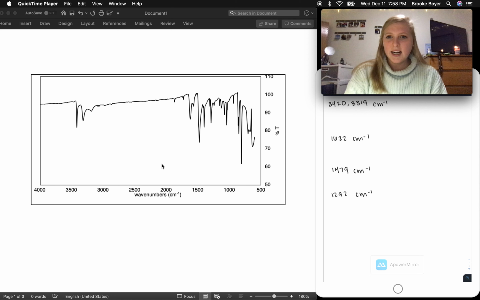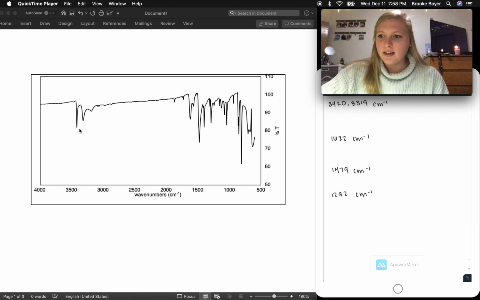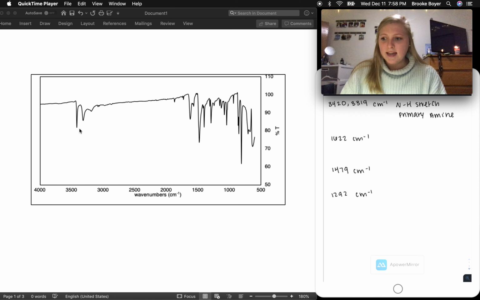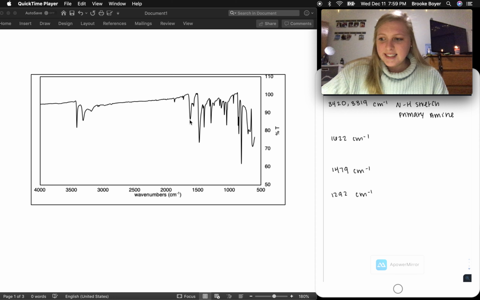So the first peaks that I noticed are 3420 and 3319. These two peaks are going to tell us that we have an NH stretch, specifically for a primary amine. The next peak that I'm going to point out is at 1622 right here, and that is an NH bend, which is also going to say that we have a primary amine.